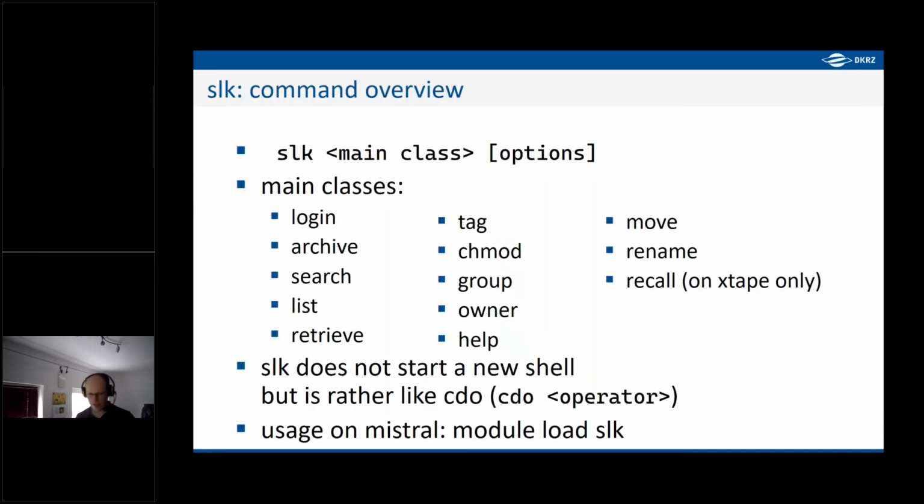With this, I come to the command line tool. It's called slk, as I said already before. What is maybe most important to say in the beginning, because I had some questions, is that it does not start a new shell like PFTP does, but it's rather like CDO and operator. slk works the same way: you provide a class or command, however you want to call it. If you want to use it on Mistral, you just do module load slk and you get it. There are several main classes, most of which I will explain in the next slide, just as an overview here.